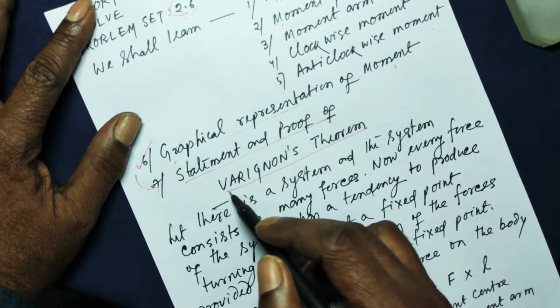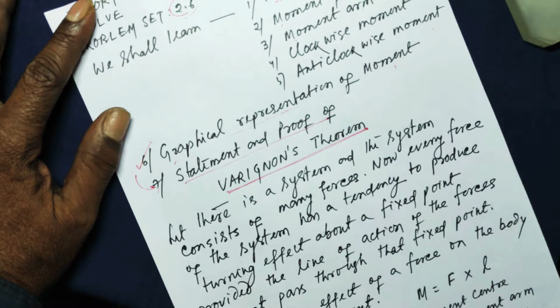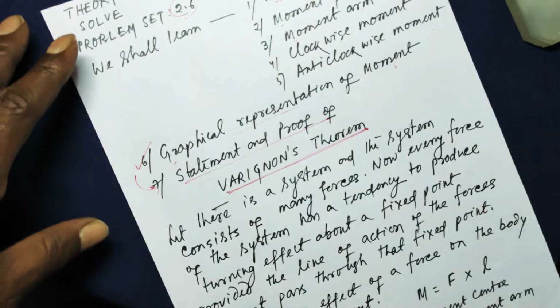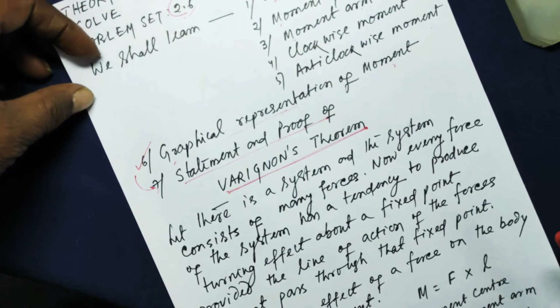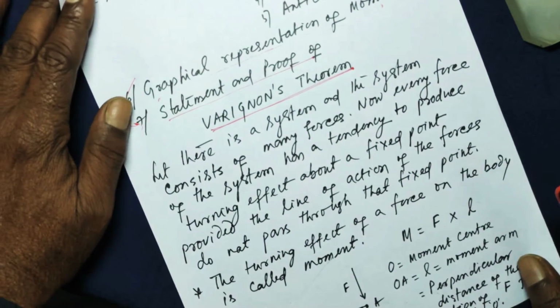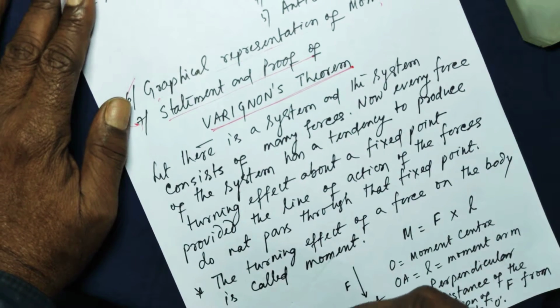Varignon's theorem. Varignon, who was a French mathematician, was a professor also in France for some time, and was a contemporary of Newton also. Now, let us begin, it's a very important theorem.